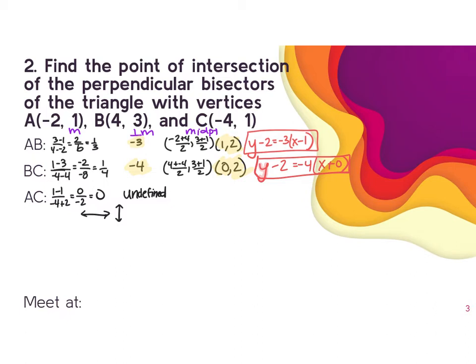We're still going to find our midpoint. Our midpoint of A and C, we're going to add -2 plus -4 divided by 2, 1 plus 1 divided by 2. We get the point -3, 1. Now, when we think of a line that's vertical, remember that's going to be an x equals equation. And it's going to be x equals whatever the x value is. So this one's going to be x equals -3.